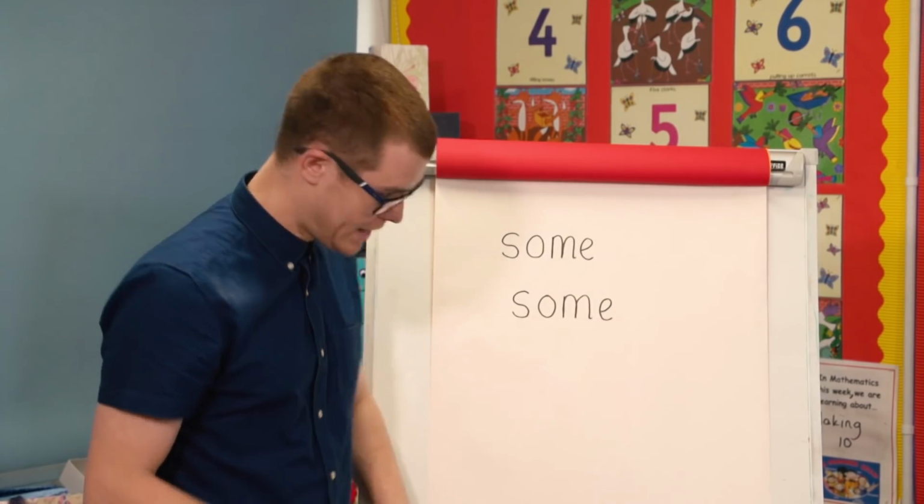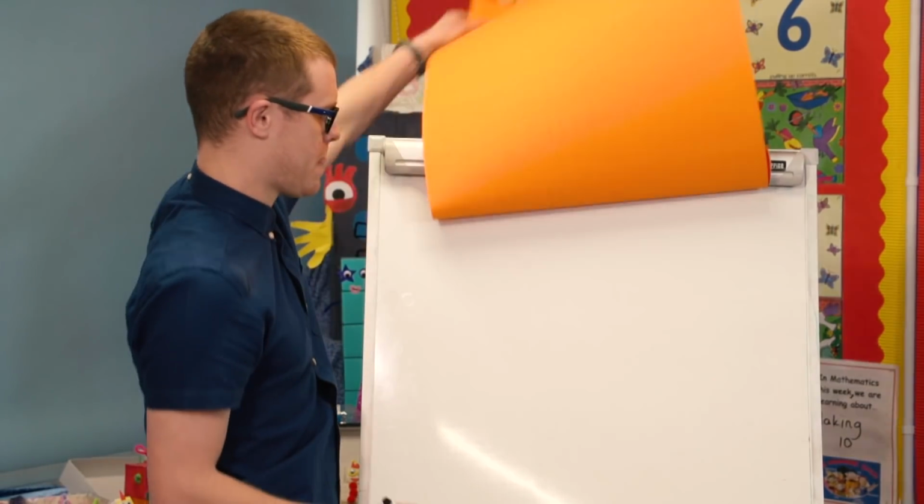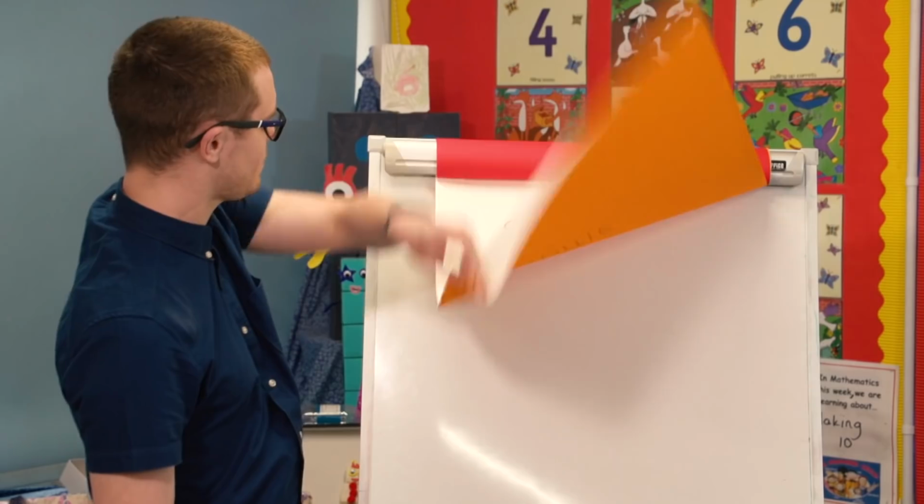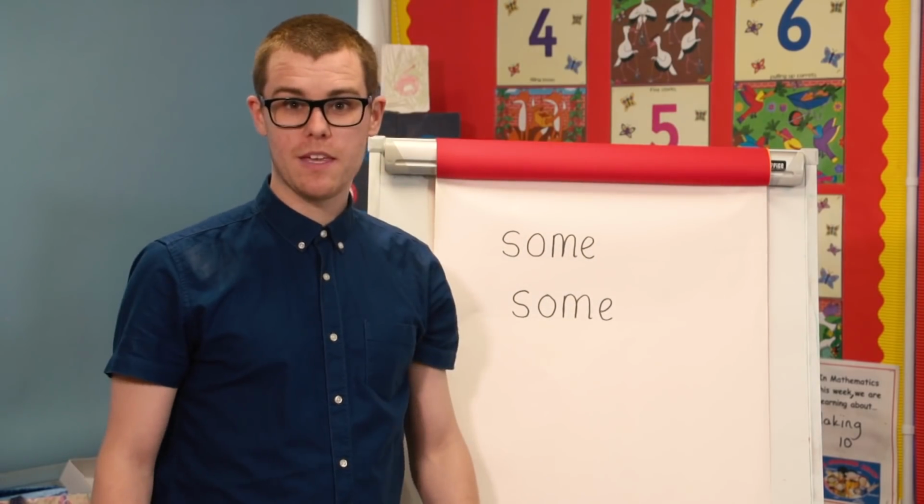Some. Now I'm going to hide the word. And I want you to have a go. The word is some. S. Remember the tricky bit. The letters O and E say the sound. Write it down. Let's check our spelling. Some. Did you get it right?